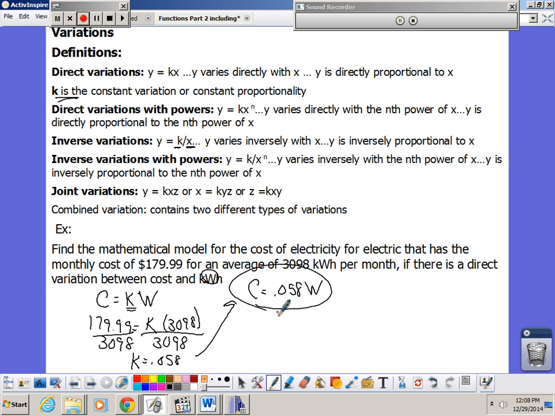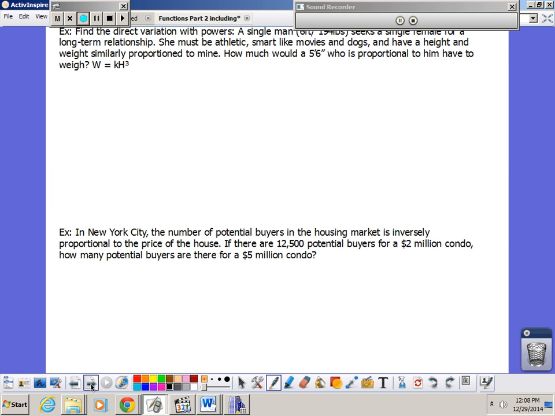So now if they gave me another one and I needed to know the cost, I could put the W in this. Or if I needed to know the kilowatts, I could put the cost in. So I always set it up as an equation first. Find the direct variation with powers.